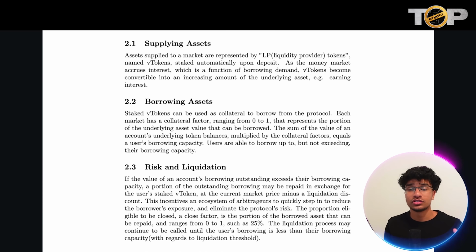The sum of the value of an account's underlying token balances multiplied by the collateral factors equals a user's borrowing capacity. So that's how much a user is allowed to borrow of each asset. Users are then able to borrow up to but not exceeding their borrowing capacity.